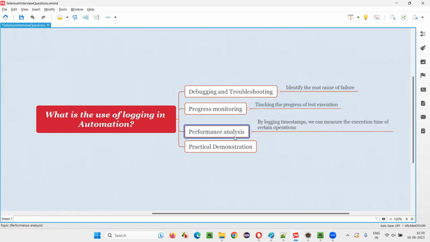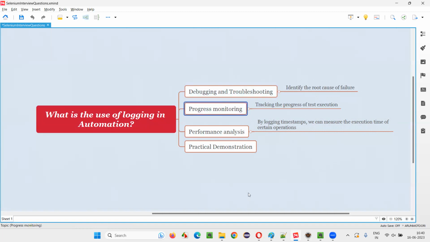Performance analysis is not really that much, but it's an additional advantage. These two are important, but this one you can ignore. If you want to do performance analysis for certain actions, because of the timestamps, like at what time which steps got executed and how much time the steps take, we can measure the execution time of certain operations. But we generally don't do that in real time, very rare.